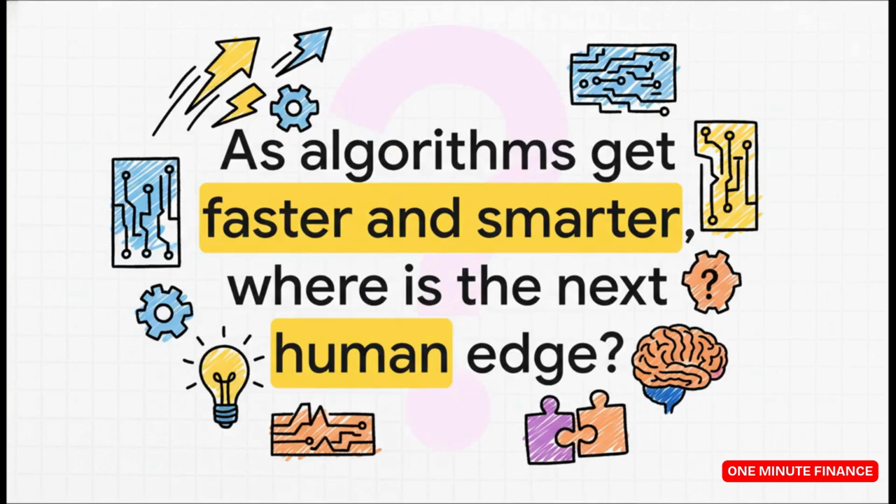Which, of course, brings us to the final, really big question. As these algorithms get smarter and faster, doing things that no human possibly could, what's left for us? As trading evolves at this incredible pace, where does the human being find their next edge?